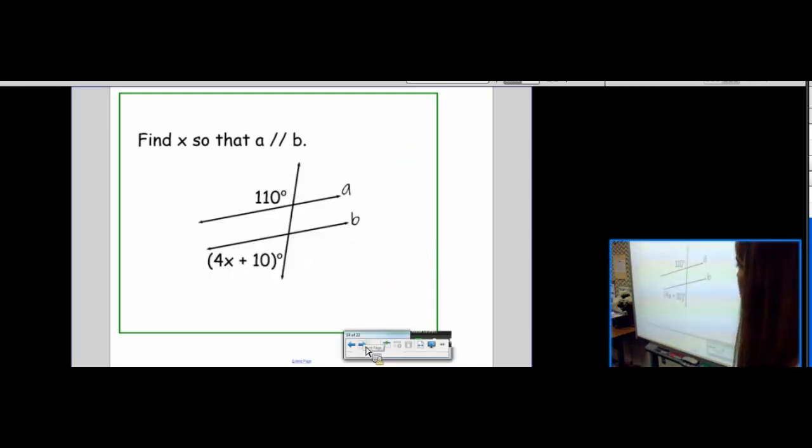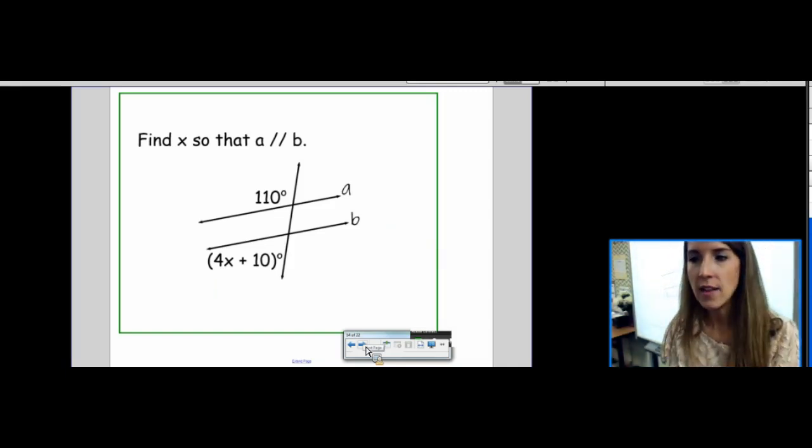Okay, this one's easy. Once again, adding to equal 180. They're same side exterior angles. We don't need to go through this.